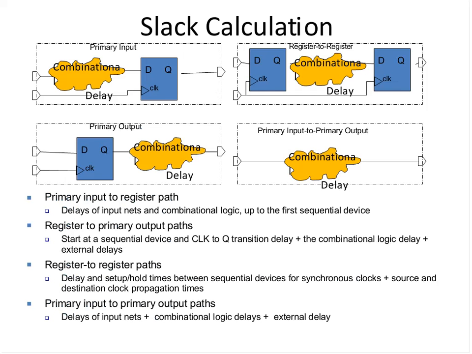We have seen in the setup and hold timing equations how the slack is calculated. You can review the slide later. It tells how the slack is calculated for input to register, register to output, register to register, and input to output paths, right? The most important thing for you is to understand the equations I have discussed before. If you understand the equations, you can write equations for any kind of timing path, and you can understand how setup and hold timing are checked, right?